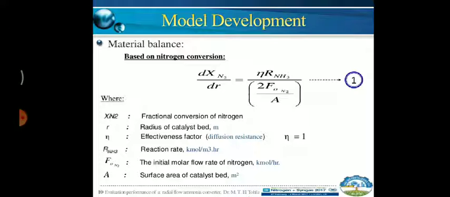eta is the effectiveness factor and it should be considered as 1, and r of NH3 means the reaction rate, which is in kilomole per meter cube per hour, and F0 N2 is the initial molar flow rate of nitrogen. And A is the surface area of the catalyst bed, considered in meter square.